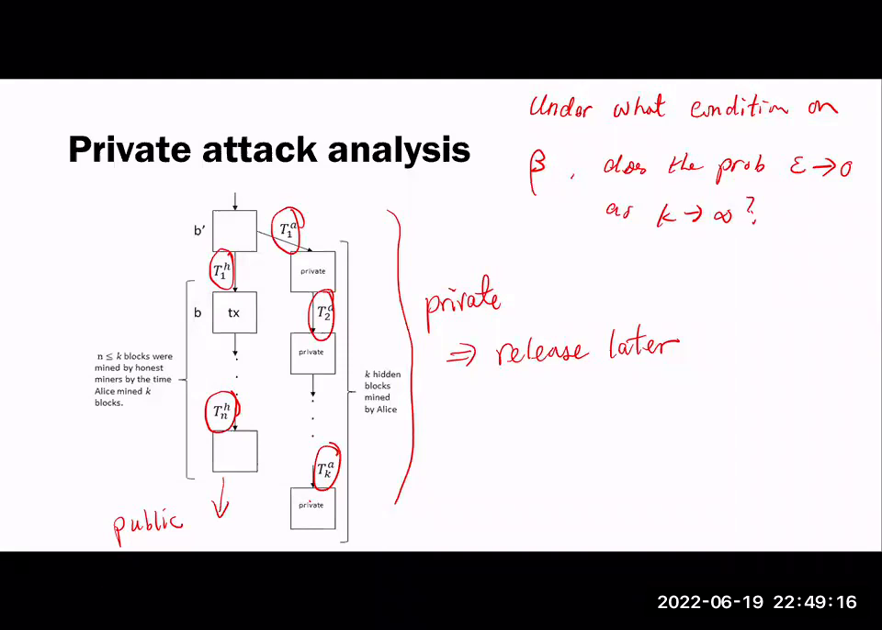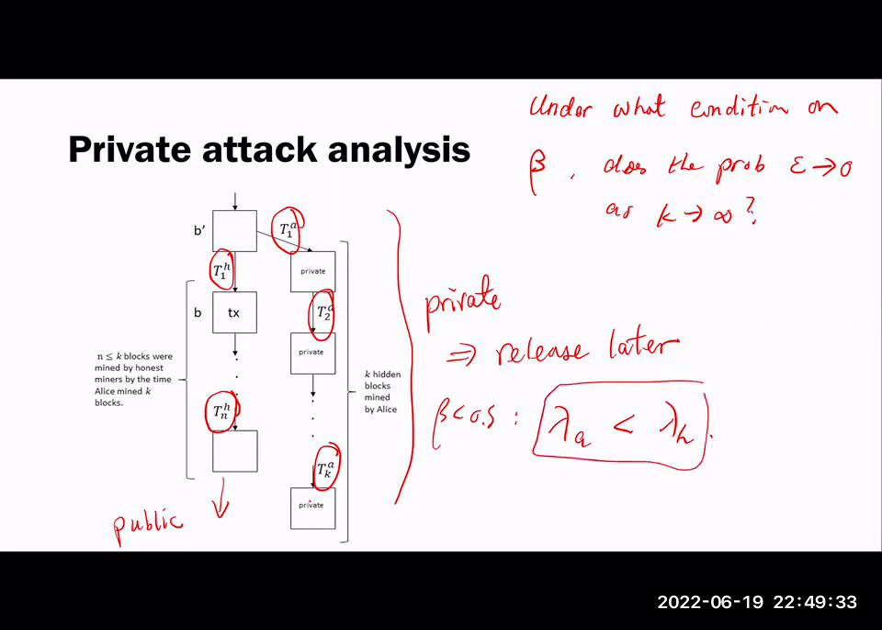Okay, so under the private attack, the condition for success is beta less than 0.5, or equivalently lambda A less than lambda H. Okay?